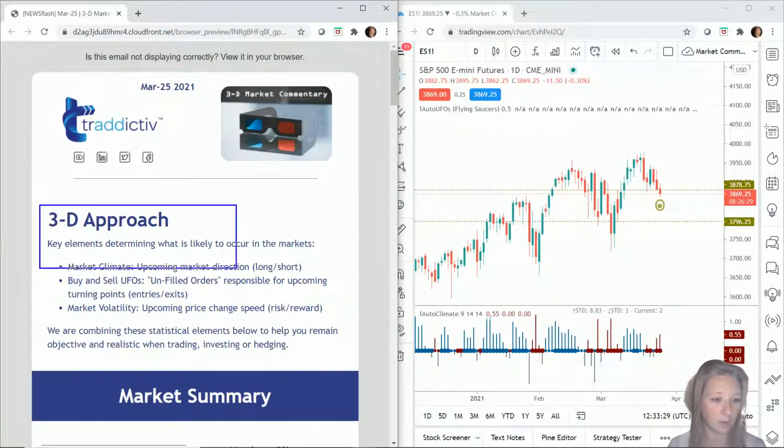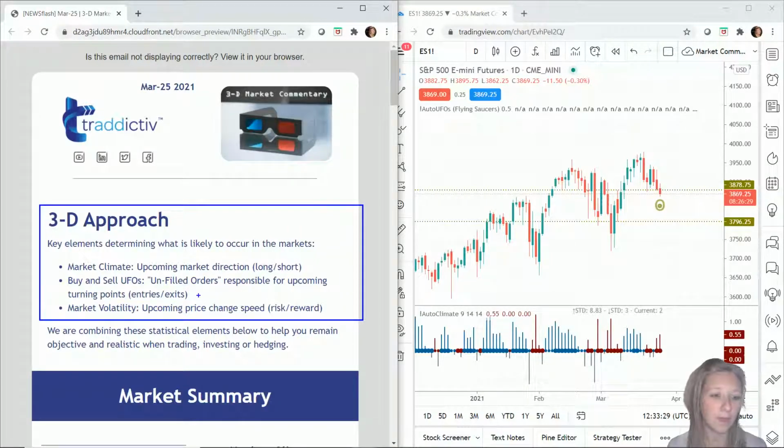And then again, I'm just going to highlight that. Then we look at buy and sell UFOs. So UFOs stand for unfilled orders. Essentially what that means is that there are buy orders in markets and there are sell orders in markets that are waiting to come in.